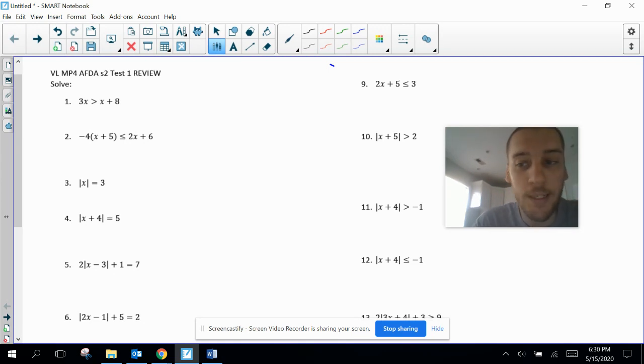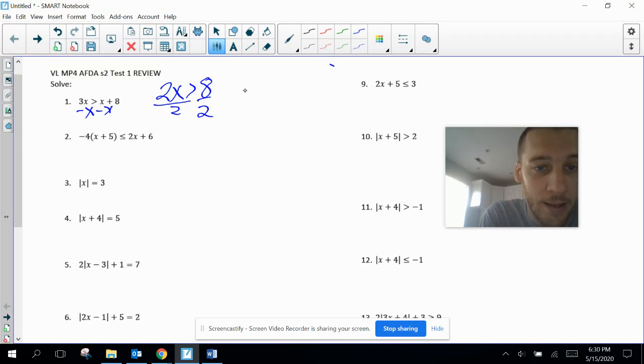First thing you always want to do is either get the absolute value by itself or the variables on one side. So on the first one, I'm trying to move all the variables to the side that has more already. We're going to subtract x on both sides, and we'll have 2x is greater than 8. Divide by 2 on both sides, and we will have x is greater than 4. That's it. Bada bing, bada boom.